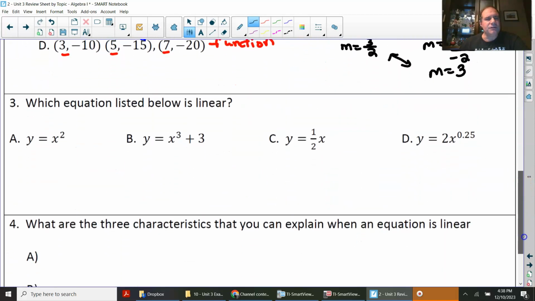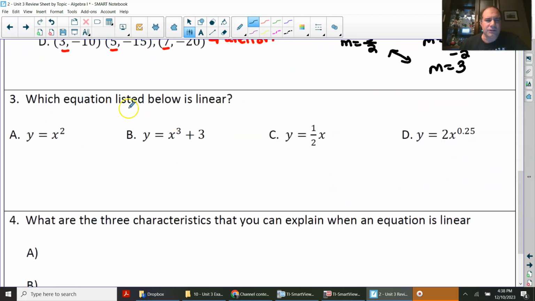For number 3, which equation listed is linear? This is nonlinear. The exponent cannot be next to a variable and be linear. This is nonlinear. Same reason. This is linear. This is y equals mx plus b with a slope of 1/2 and a y-intercept of 0.